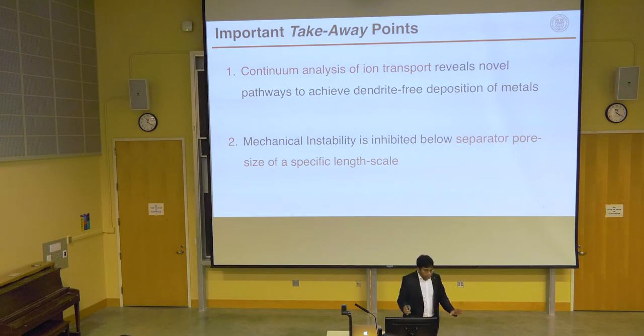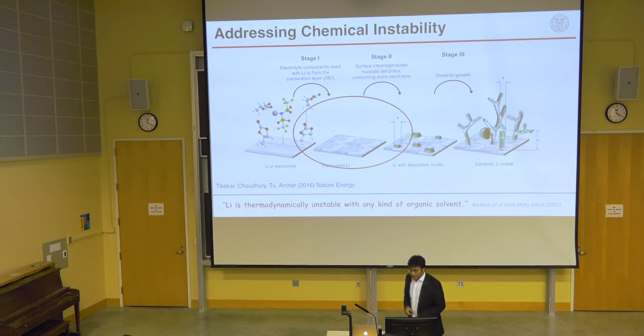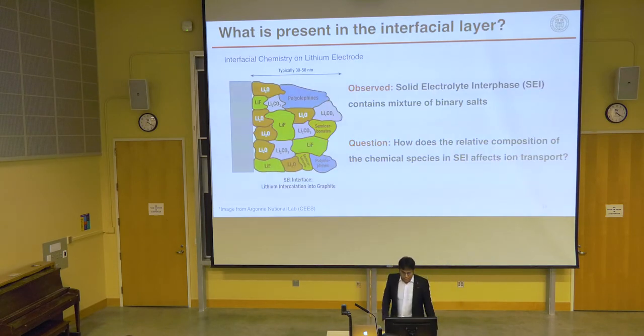Now, this research is great, and we are able to stop the dendrites from growing through. But if you have worked with lithium metal, you would think that this is not enough for enabling lithium metal batteries. There is a much bigger problem, which is related to the chemical reactions of lithium metal with any electrolyte. A previous researcher said that lithium is thermodynamically unstable with any kind of organic solvent. So if you have an electrolyte, it will react with the lithium metal and form different species at the interface.